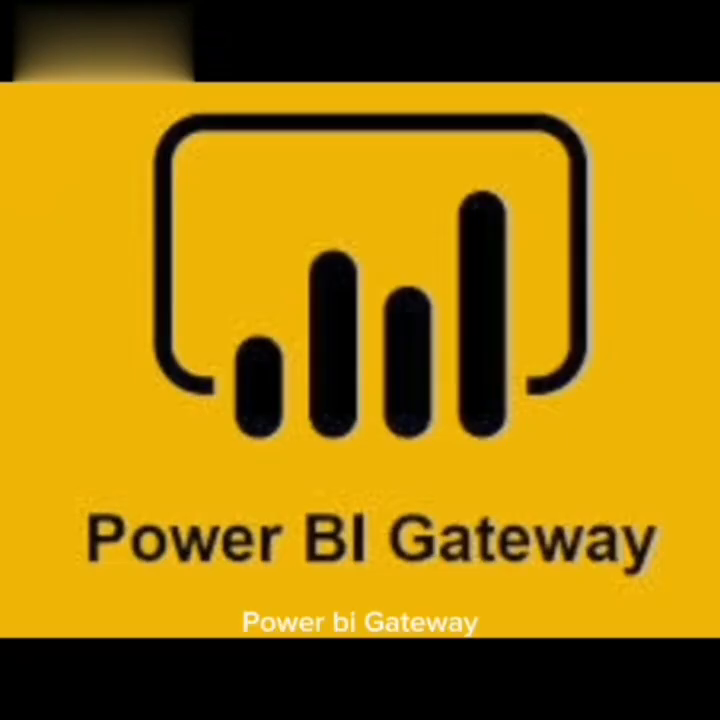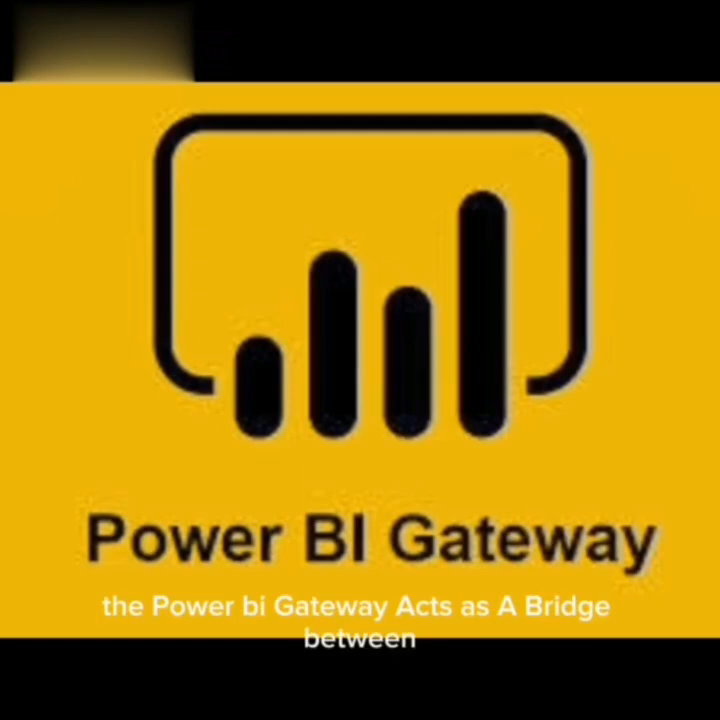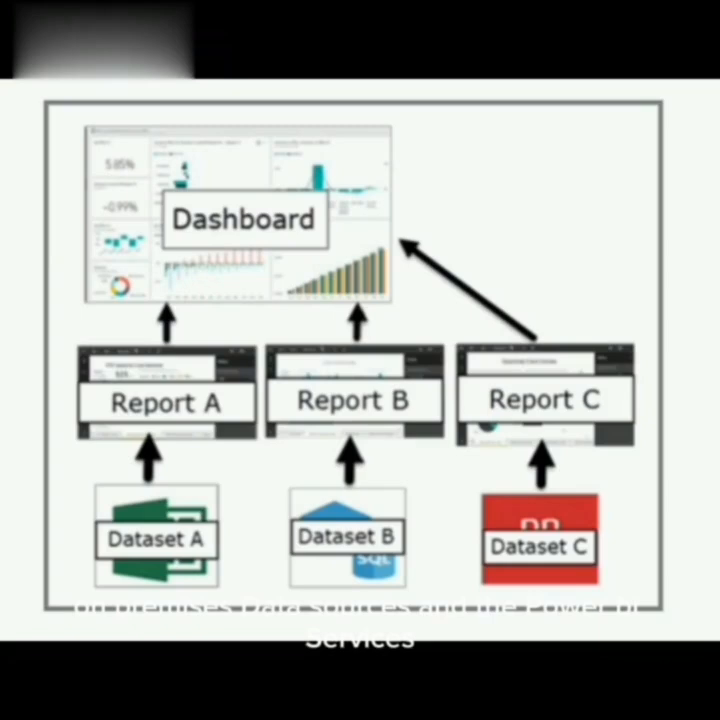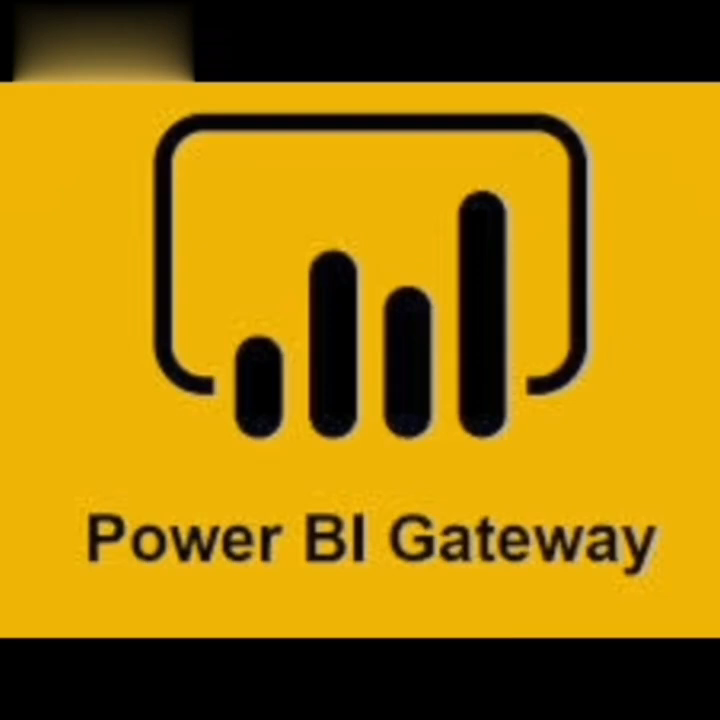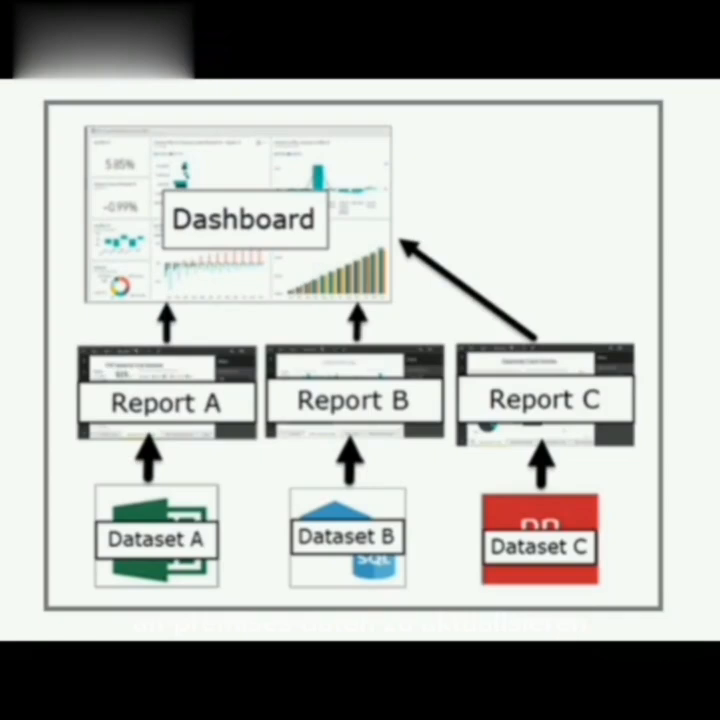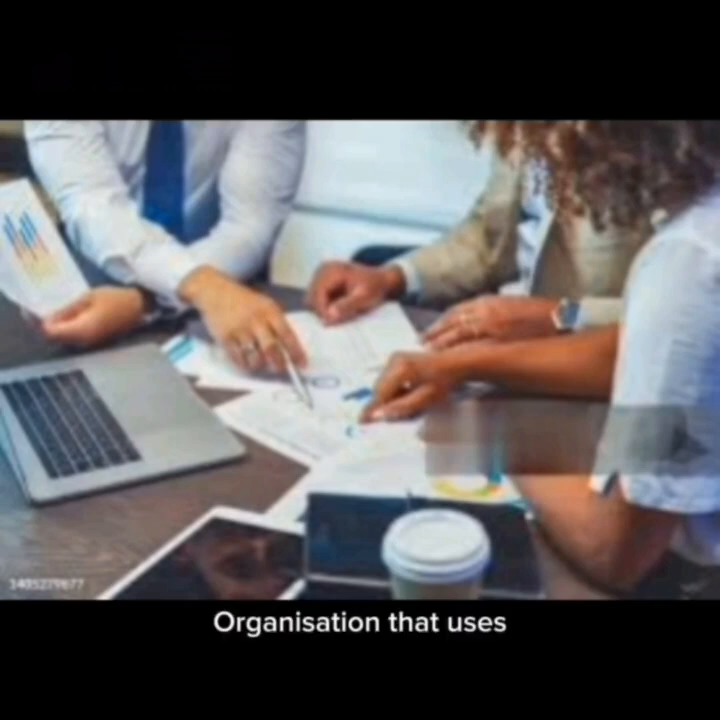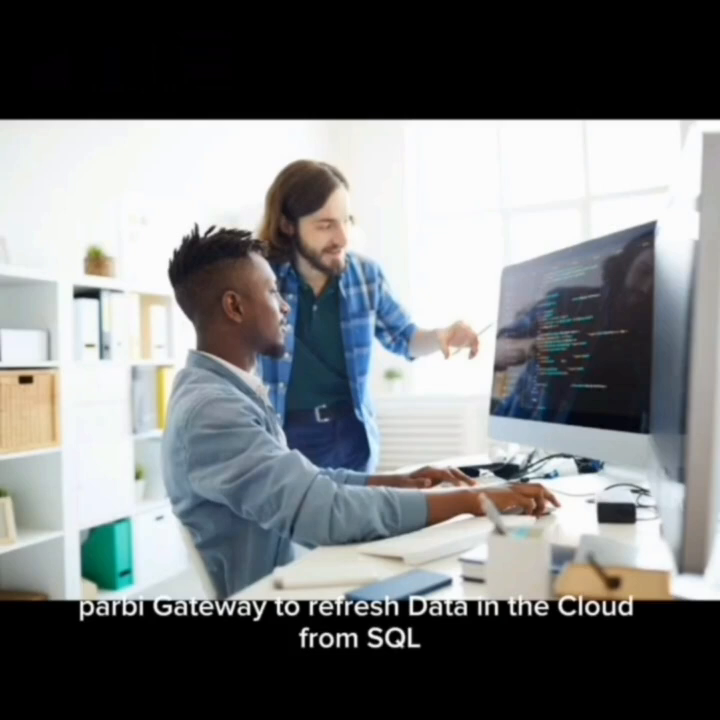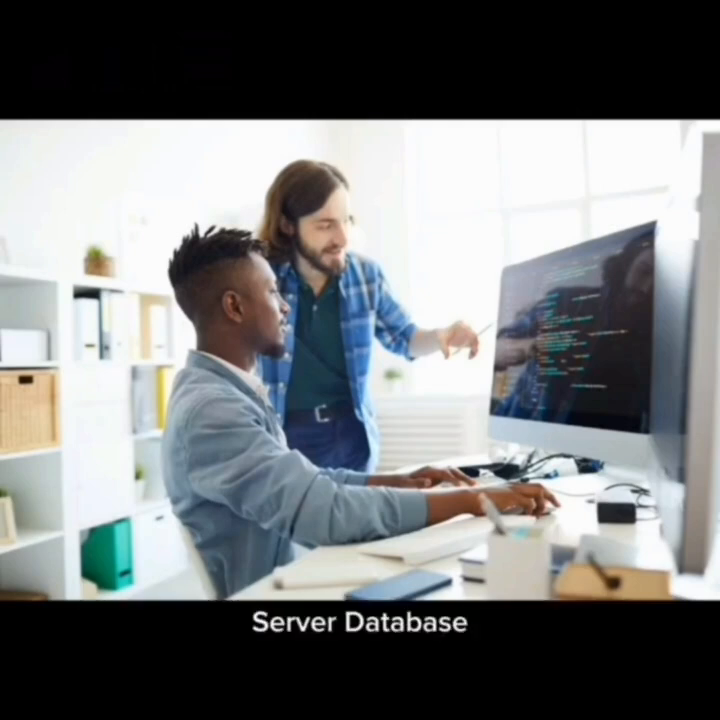Power BI Gateway. The Power BI Gateway acts as a bridge between on-premises data sources and the Power BI services. It features security, transfers of data from local servers to cloud-based reports. It is used to keep datasets in the cloud updated with an on-premises data. A typical scenario is an organization that uses Power BI Gateway to refresh data in the cloud from SQL Server database.